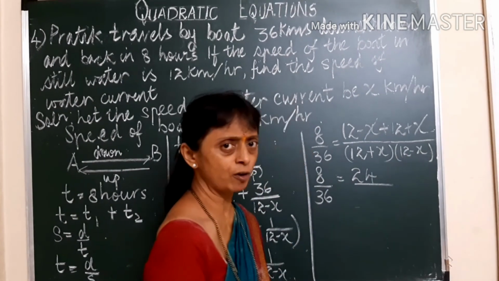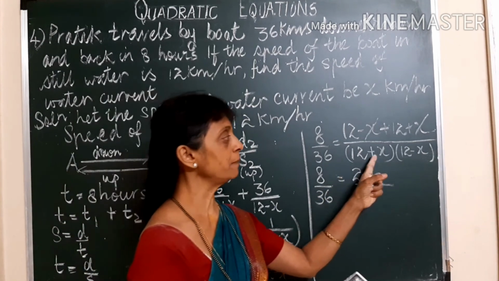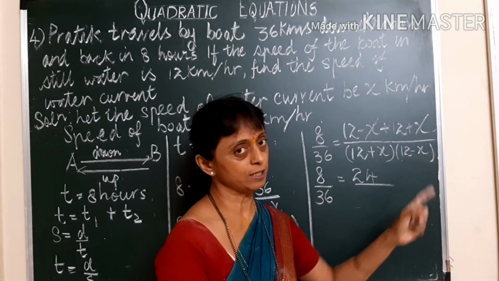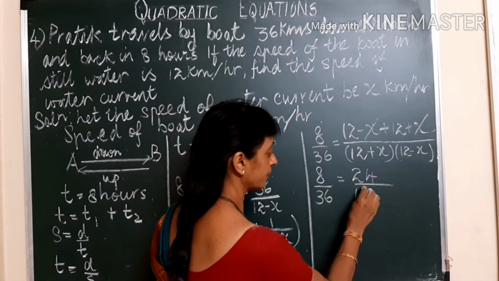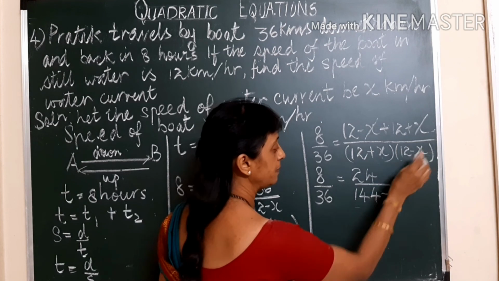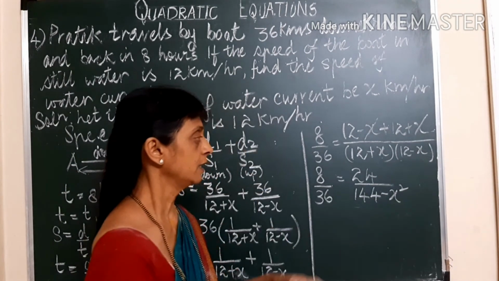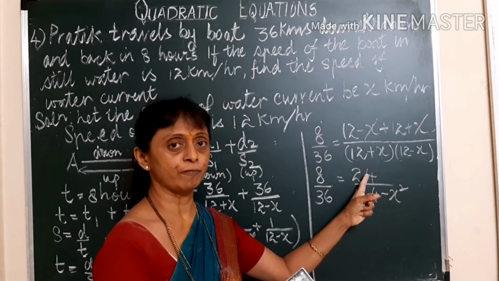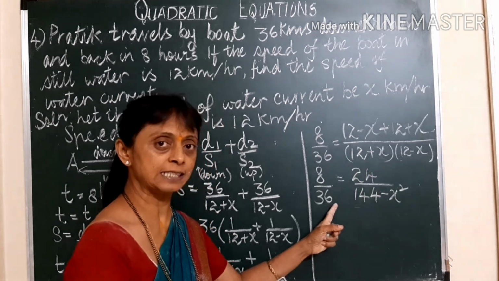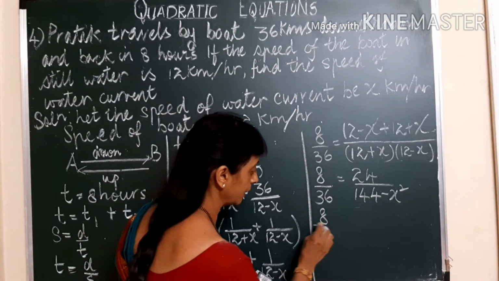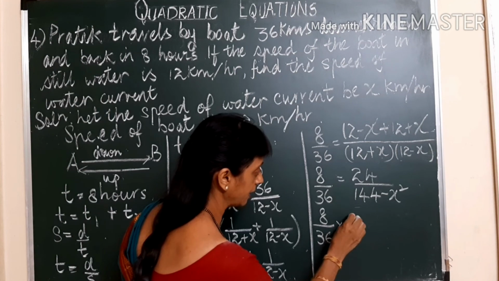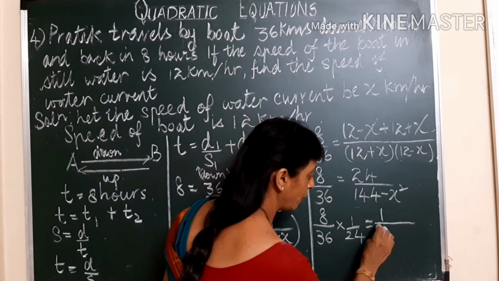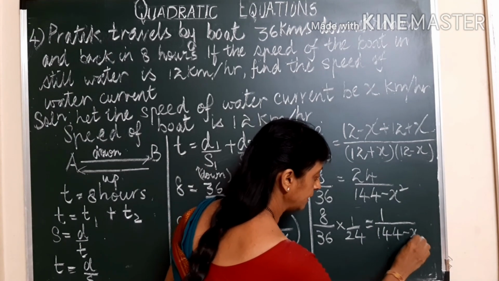Does this resemble a formula, children? Yes, definitely. A plus b into a minus b gives you a squared minus b squared. So let's do it. 12 squared, that is 144, minus b squared, that is x squared. 24 upon 144 minus x squared, that means 24 is performing multiplication. When it goes on the other side, division. So what are you left with? 8 upon 36 multiplied by 1 upon 24, which will be equal to 1 upon 144 minus x squared.